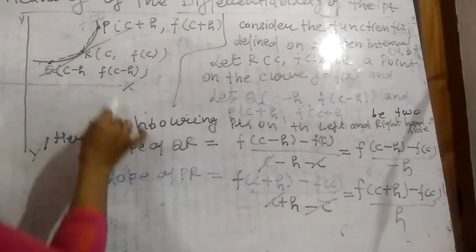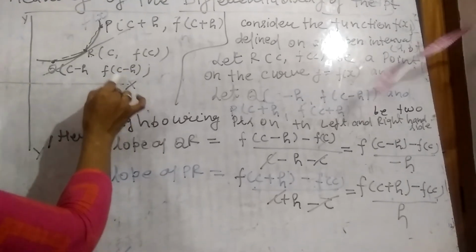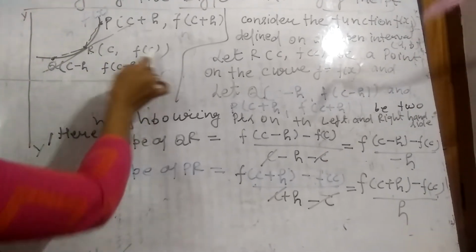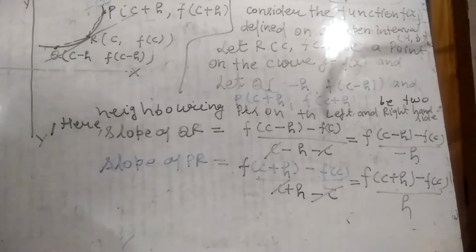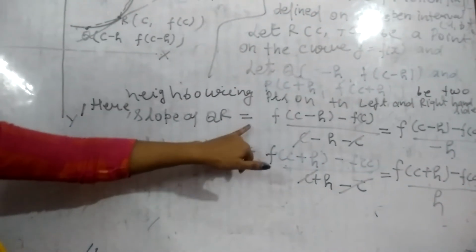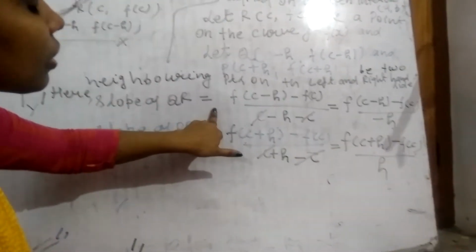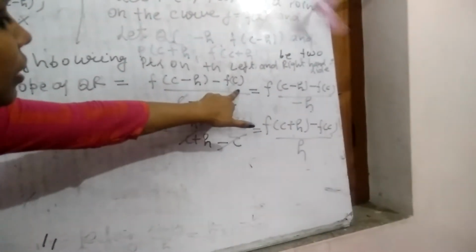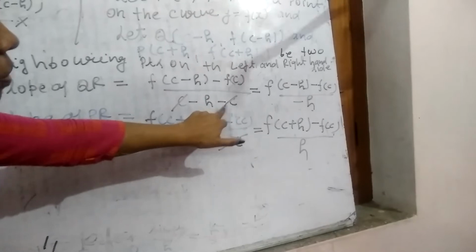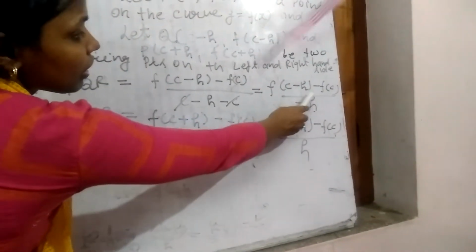Slope of QR is (y2 minus y1) upon (x2 minus x1), which is (f(c minus h) minus f(c)) upon ((c minus h) minus c), equal to (f(c minus h) minus f(c)) upon minus h.